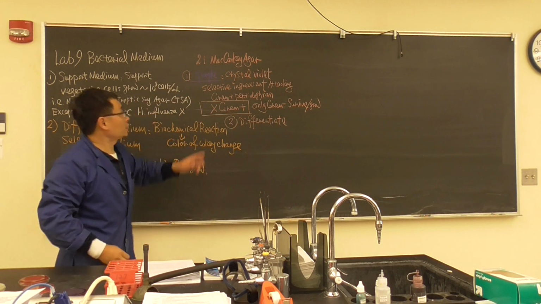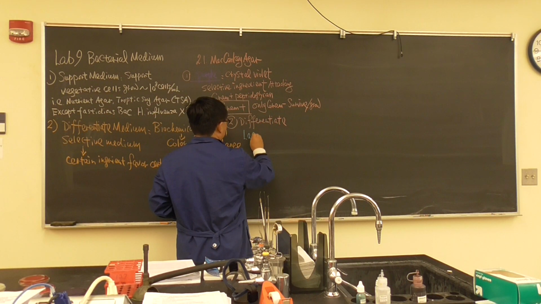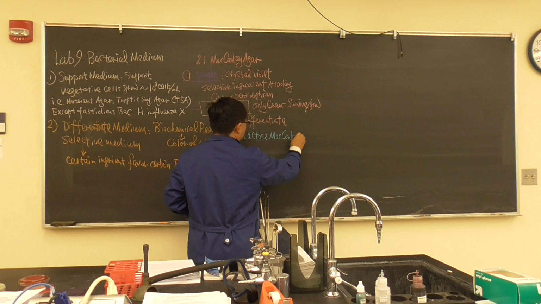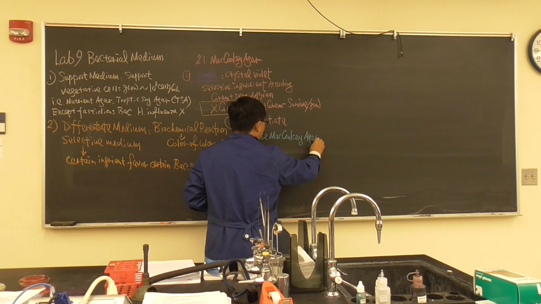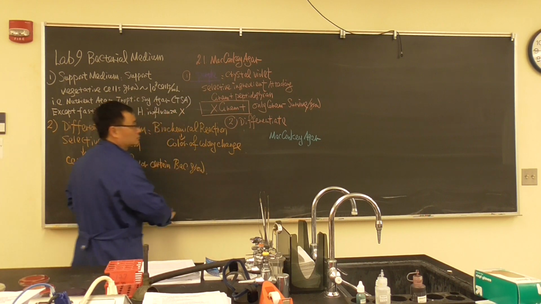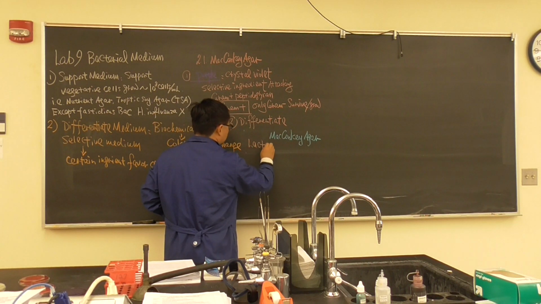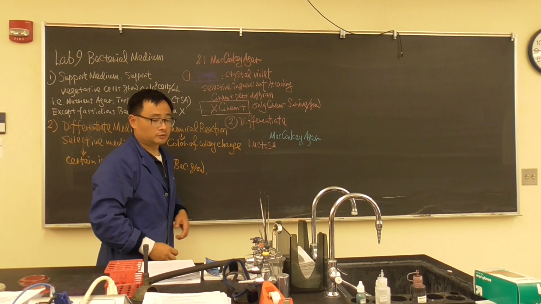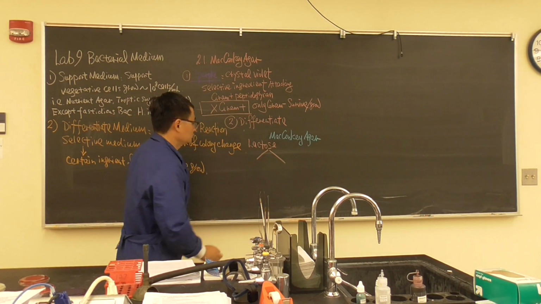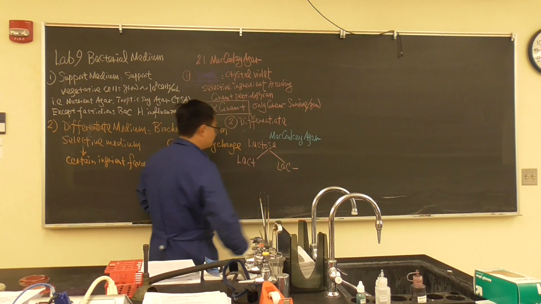Why? And I said MacConkey agar a long time ago, we should say it's lactose MacConkey. And people think you are very smart. But the ingredient is there. It's the lactose. This is a disaccharide. Lactose will have two different scenarios: lactose fermentation positive, lactose fermentation negative.